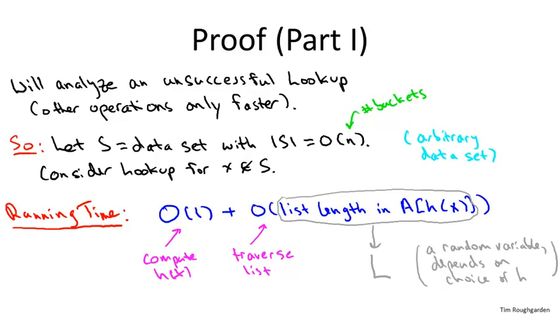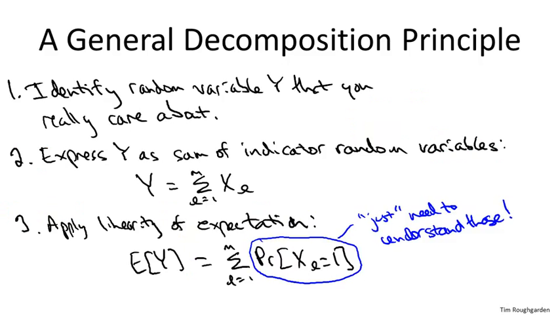Now to do that, I want to jog your memory of a general technique for analyzing expectations, which you haven't seen in a while. The last time we saw it, I believe, was when we were doing the analysis of randomized quicksort and counting its comparisons. So here's a general decomposition principle, which we're now going to use in exactly the same way as we did in Quicksort to analyze the performance of hashing with chaining.